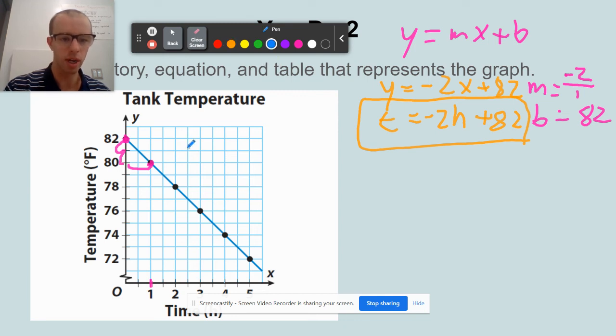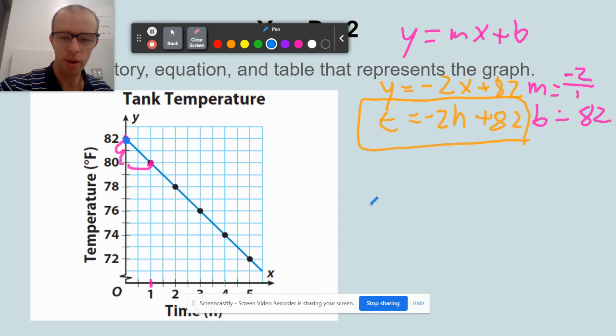And so what's the story here? What story is this graph telling me? Well, it's telling me that the temperature is starting at 82 degrees. And every hour, it's going down 2 degrees, right? After 1 hour, now it's 80 degrees. So that's the story it's telling me. It starts at 82. It's going down with a slope of -2, right? So this tells me where it starts. This tells me how it's changing.